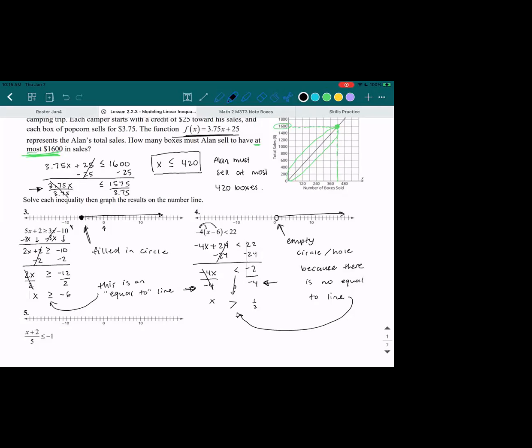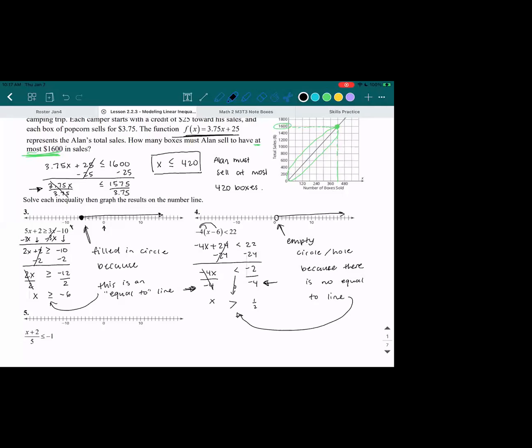Filled in circle because on our symbol we had an equal to line. And then for number 4, we have an empty circle, also known as a hole, because there is no equal to line in our answer. Okay, so I'm going to pause here and see if you guys have any questions.